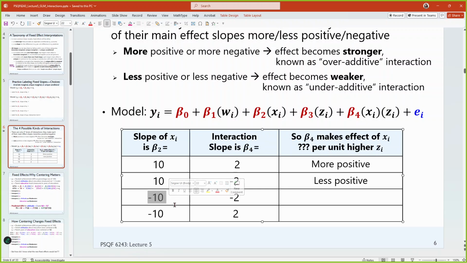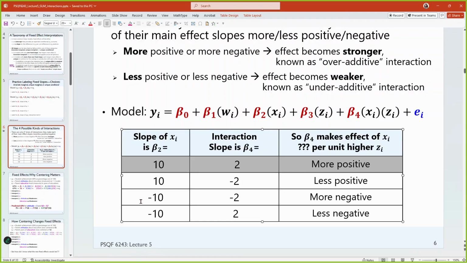What if the slope were negative to start with and the interaction were negative? Which one is that? More negative. So the negative slope of negative 10 would become negative 12, then negative 14, then negative 16. So this way. Last but not least, negative slope, positive interaction. That's negative. Yeah. So now the negative slope is weakening towards 0 as z increases.